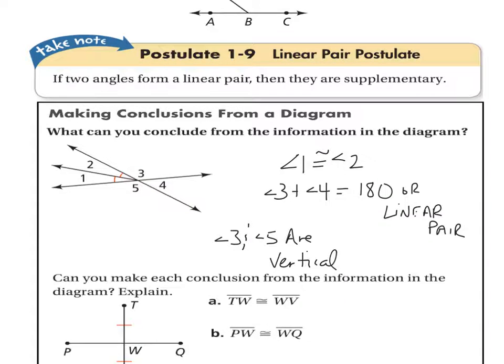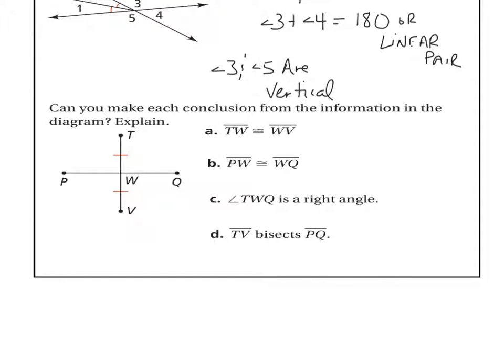Okay, let's look at the bottom example now. It says, can you make each conclusion from the information in the diagram? So this is essentially yes or no. It says, can you conclude that segment TW is congruent to WV? Do I know that in the picture? Well, I can answer yes to that. Why? Because those two segments are marked. They have the same marking, so I know those two are congruent to each other.